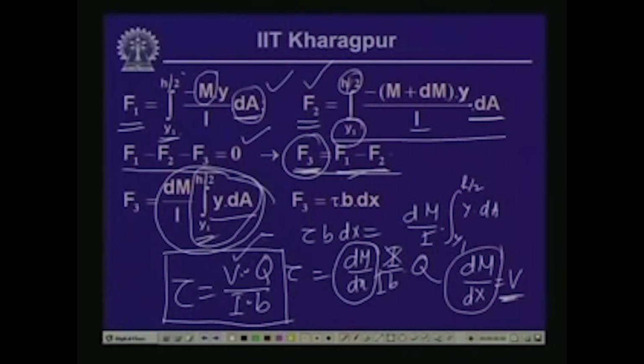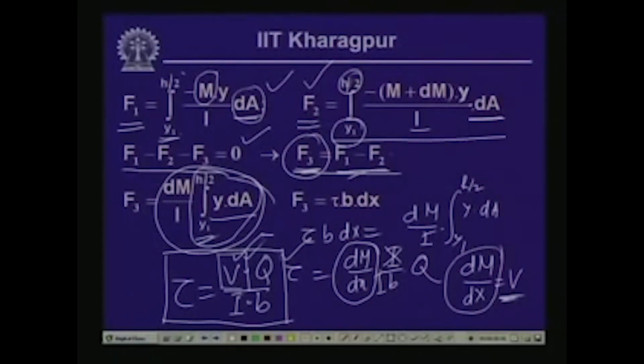Tau is equal to V, the vertical shear force; Q is the moment of the area which is above the section where we are trying to calculate the shearing stress. We are trying to calculate the shearing stress in the section which is at a distance of y1 from the neutral axis, and the area above y1, from y1 to h by 2, is the segmental area. The moment of that area with respect to the neutral axis will give us the value of Q. So, we know the vertical shear force V, we can compute the value of Q, we can find I, the moment of inertia of the section with respect to the neutral axis, and b is the width.